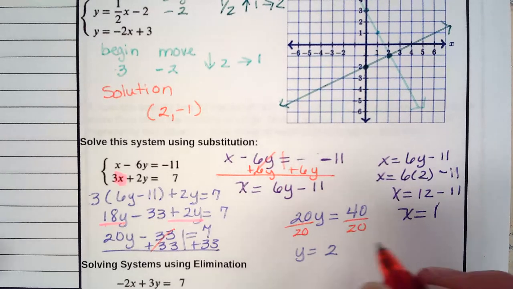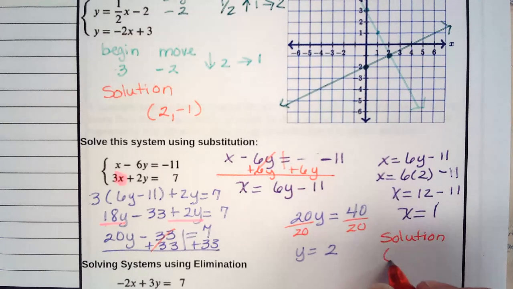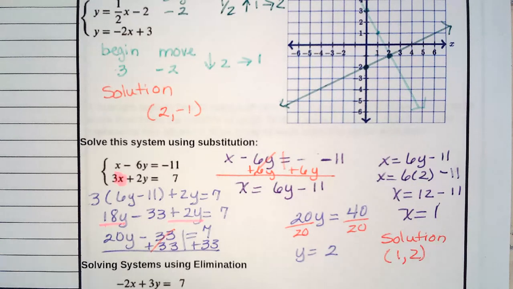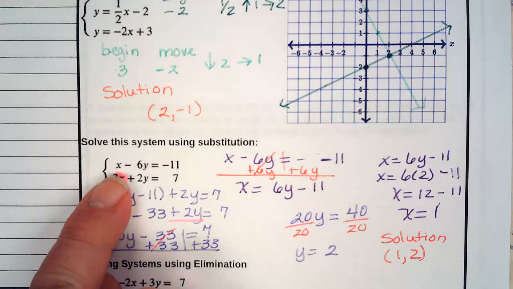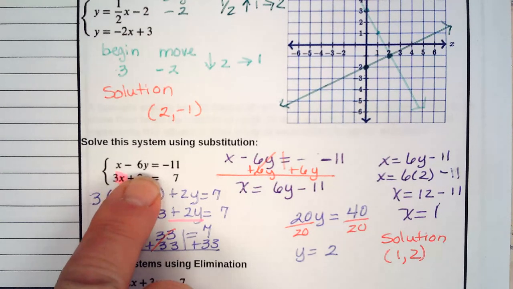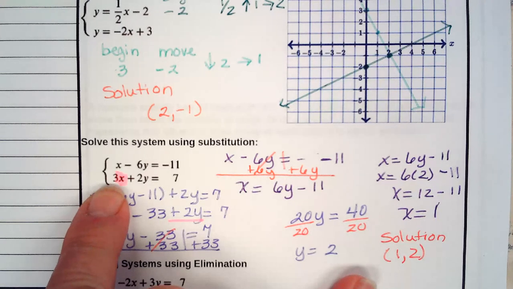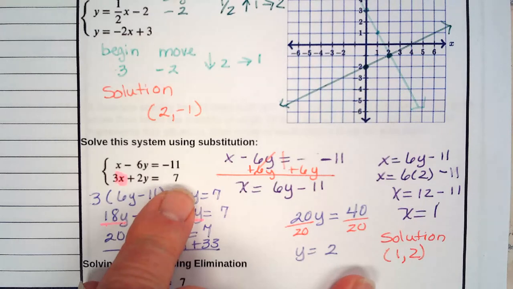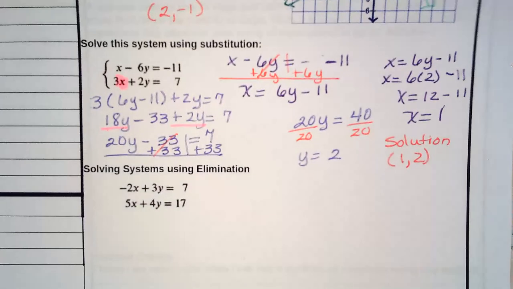So this solution is the point 1, 2. So as I check, okay, 1 minus 6 times 2 is 12. 1 minus 12 is negative 11. 3 times 1, 3, plus 2 times 2, 4. 3 plus 4 is 7. So that is the solution to both of those equations.